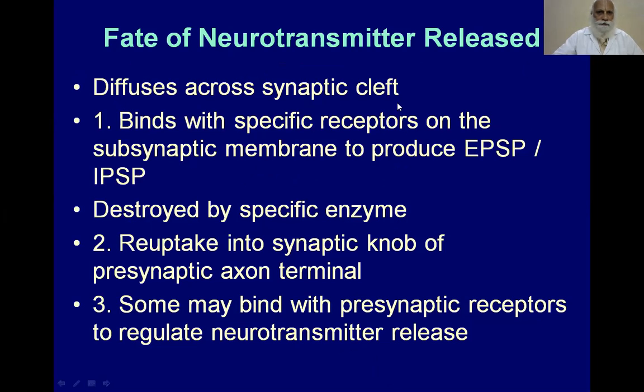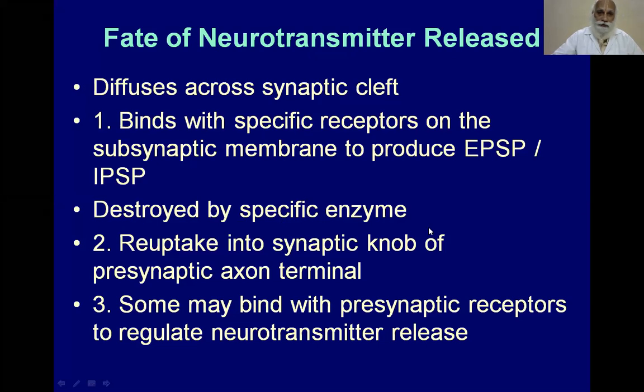So it diffuses across the synaptic cleft and binds with the specific receptor on the subsynaptic membrane to produce an EPSP or IPSP. Then it is destroyed. What is happening to it? Fate of the neurotransmitter: after this, it is destroyed by the specific enzyme, acetylcholinesterase. Correct.